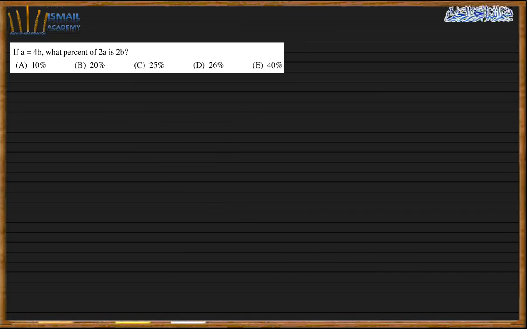Next question. So if A equals 4B, what percent of 2A is 2B? So I need to find out what is 2A. 2A is 8B. So I'm looking for x percent times 2A that will give me 2B. So 2A is 8B, that means we have x times 8B equals 2B.